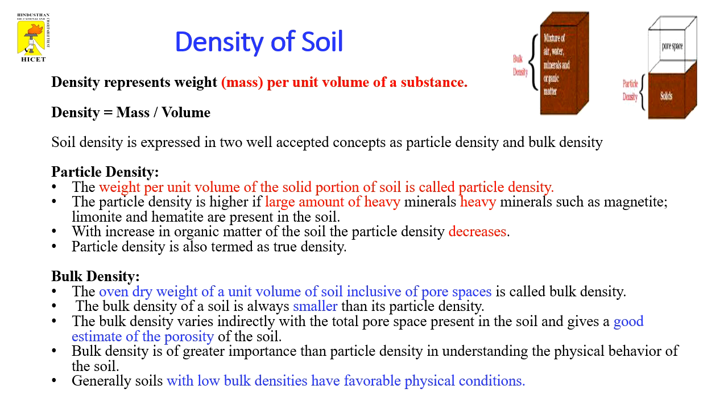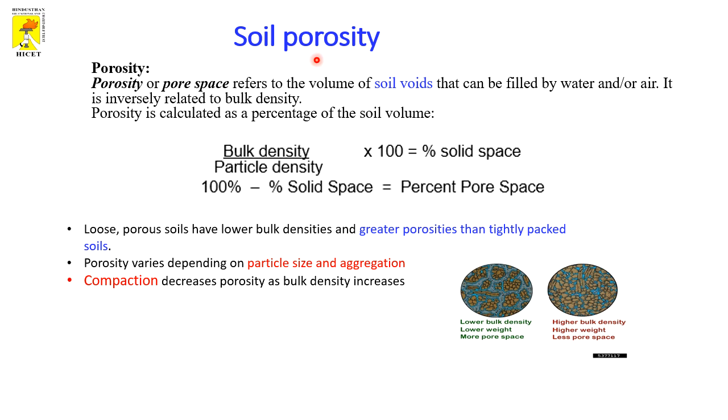The next one is soil porosity. So what is porosity? The voids. Voids present in the soil are called porosity. It is closely related to bulk density, because bulk density is directly proportional to the amount of pore spaces present in the soil. Then how do we find out the soil voids? Bulk density divided by particle density into 100, subtracted from 100, is the percentage of pore space present in the soil.